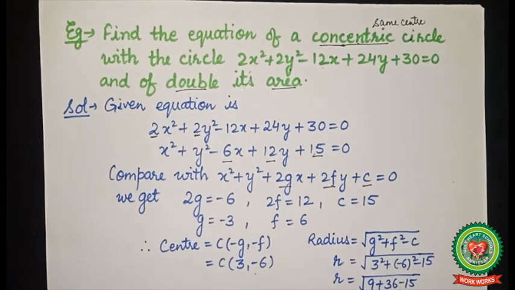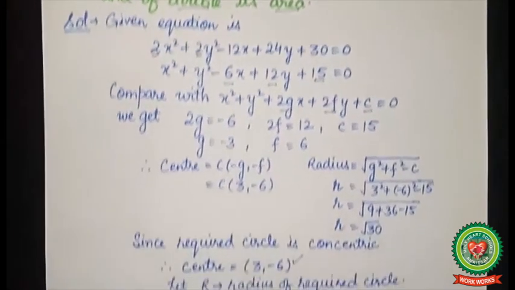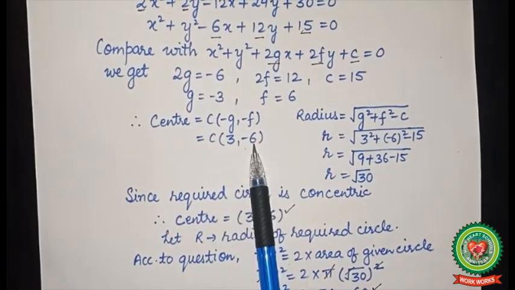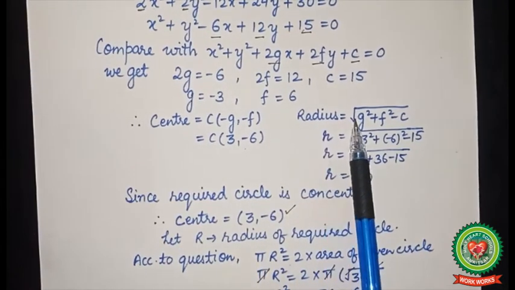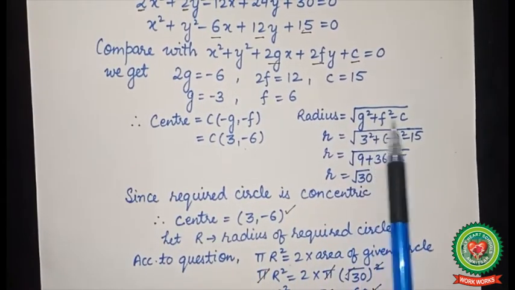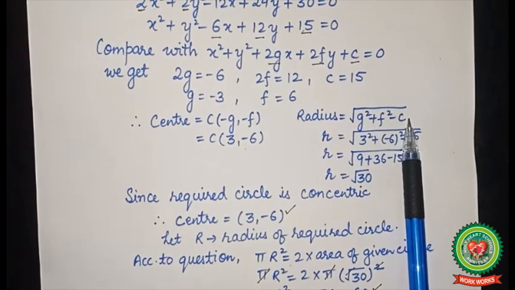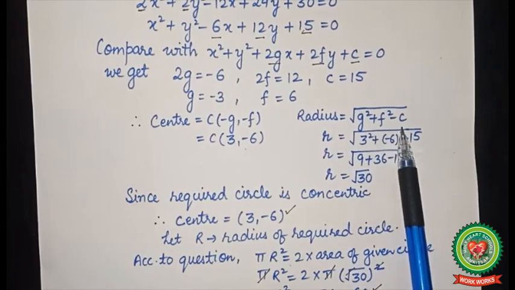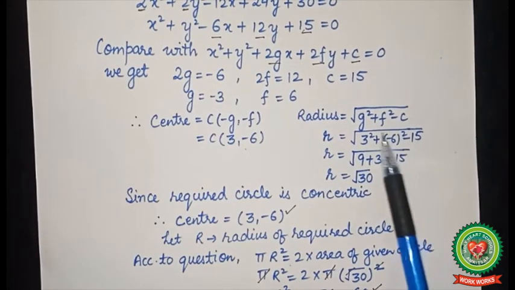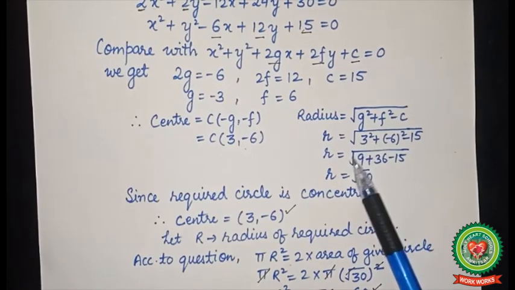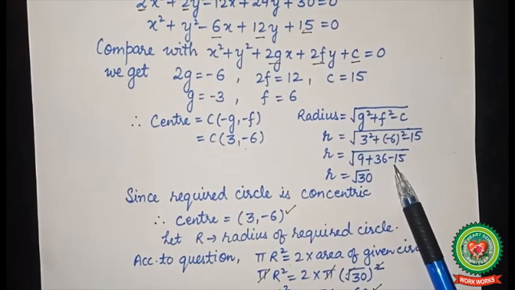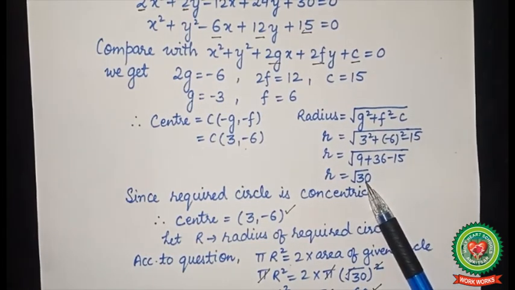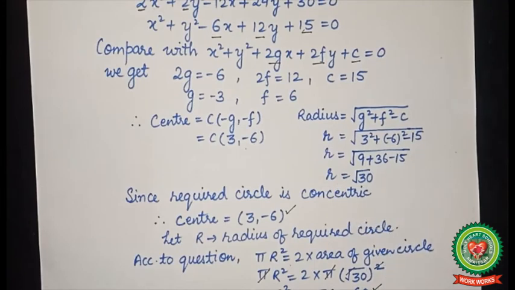Now for center, it is minus g comma minus f. So center is 3 comma minus 6 and radius is under root of g square plus f square minus c. So put the value of g, f and c, we get 3 square plus minus 6 whole square and minus 15. On simplifying, we get under root of 9 plus 36 minus 15. So on solving, we get under root 30. So value of r is under root 30.